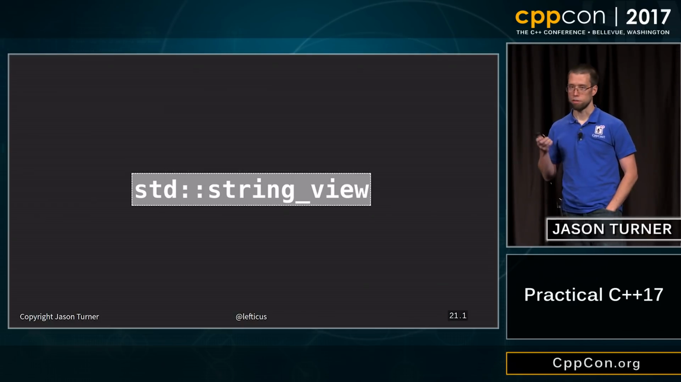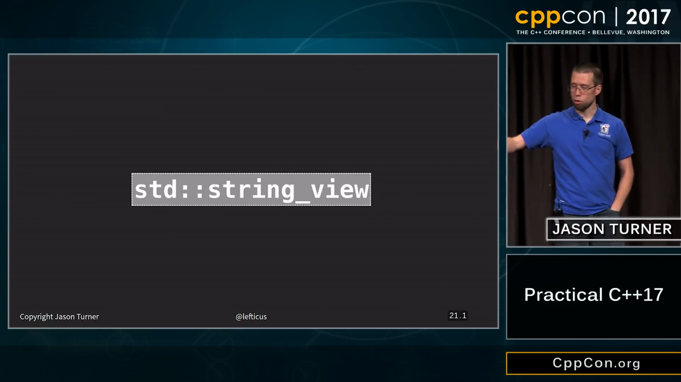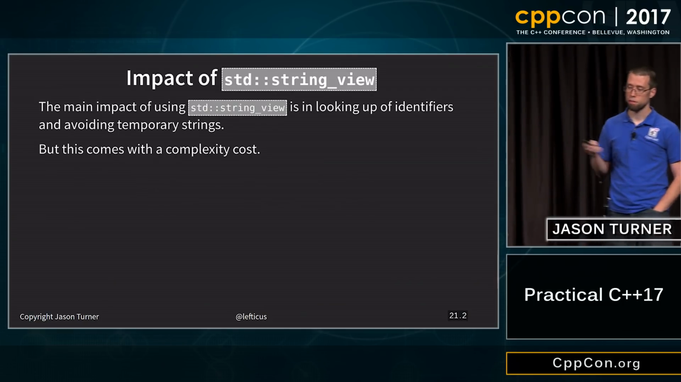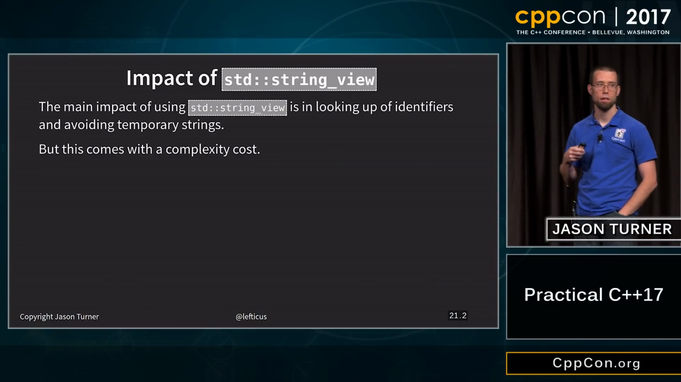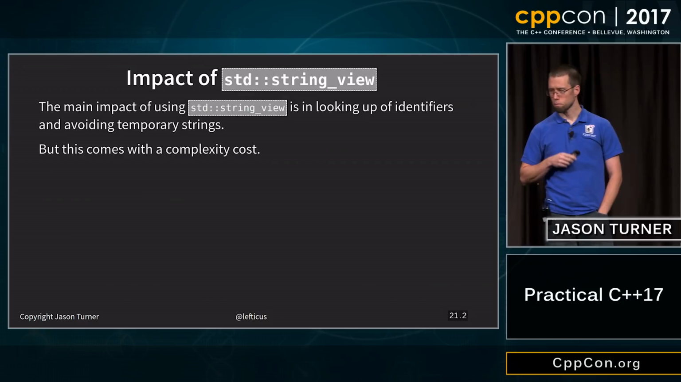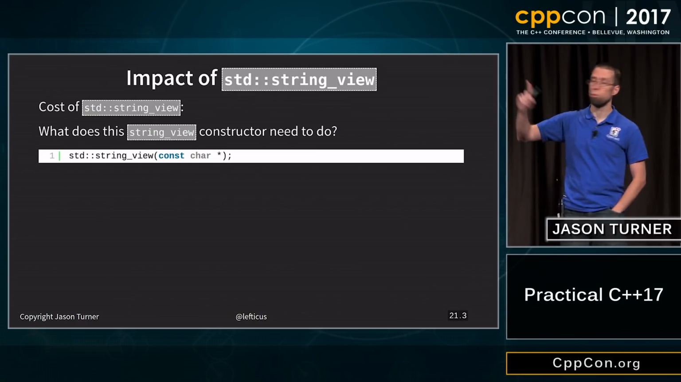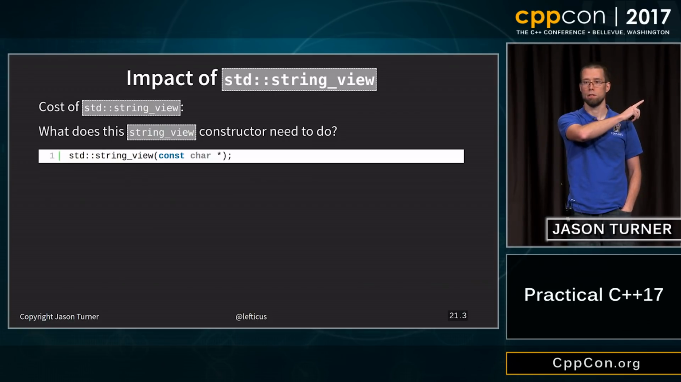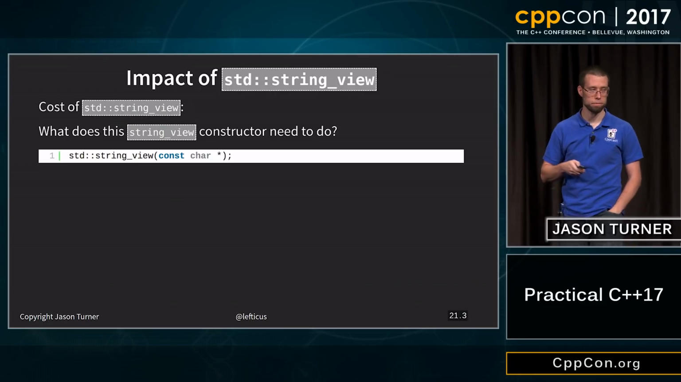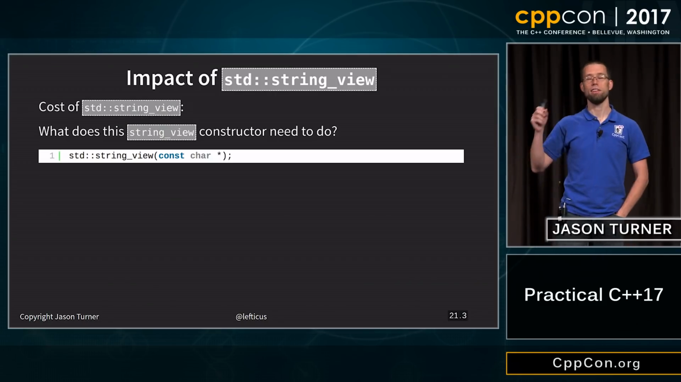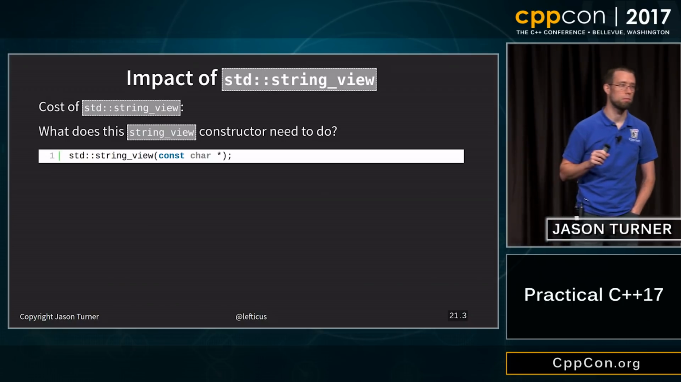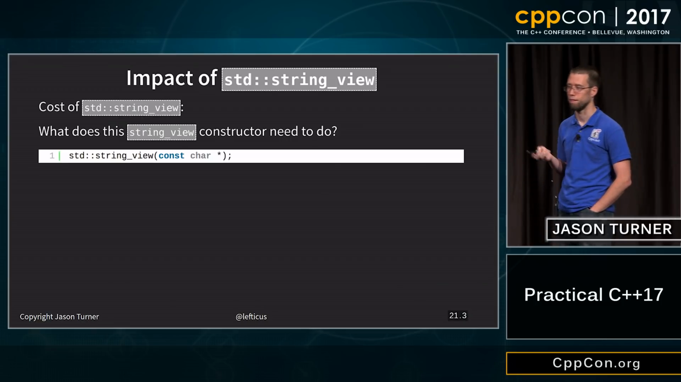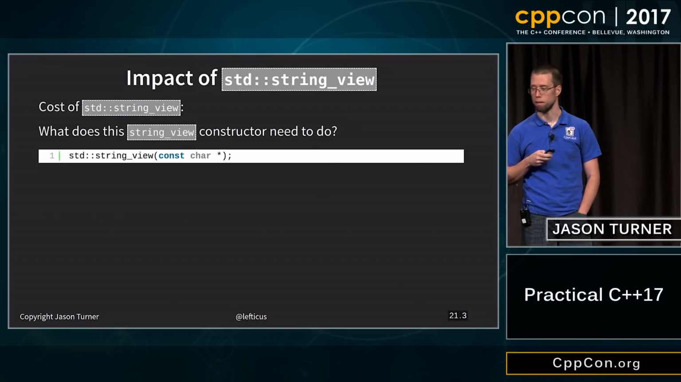All right, string_view is up next. The main impact for me of using string_view was looking up identifiers and avoiding temporary strings, but it comes with a complexity cost that I don't think we're all expecting. So just to be clear, what does this constructor for string_view need to do to make a string_view object? It has to call strlen, yes. Now, there is a very good chance it is done at compile time, if the compiler has direct access to the const char literal that you passed into it, but it might not be.